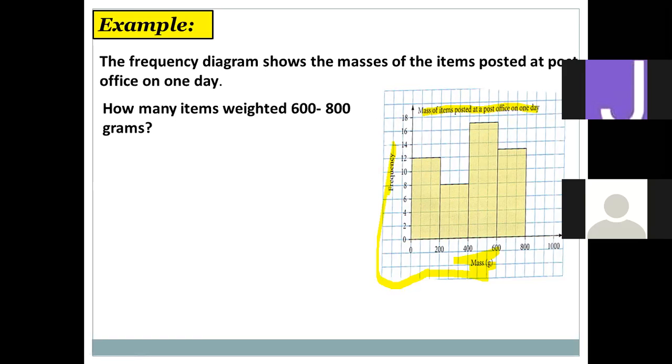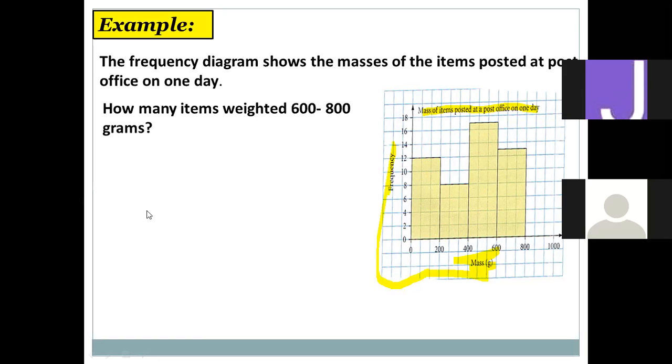Who wants to answer the first question? How many items weigh 600 to 800 gram? يلا مين is 6 participants? How many? فرحان عمر يلا عمر. 600 to 800. So how many? 13. That's right. They are 13. برافو يا عمر. بطل يشتغل presentation.